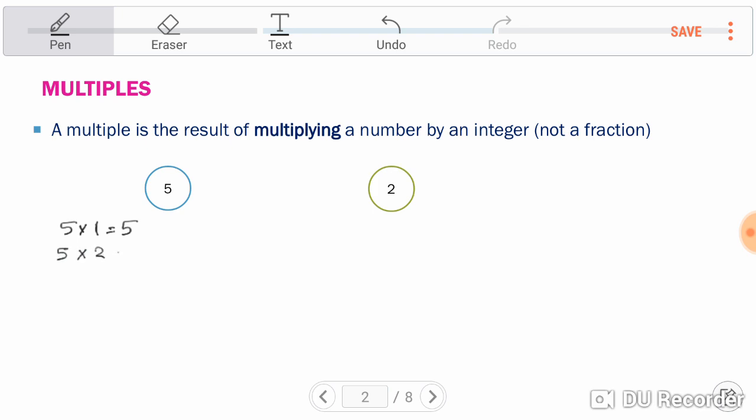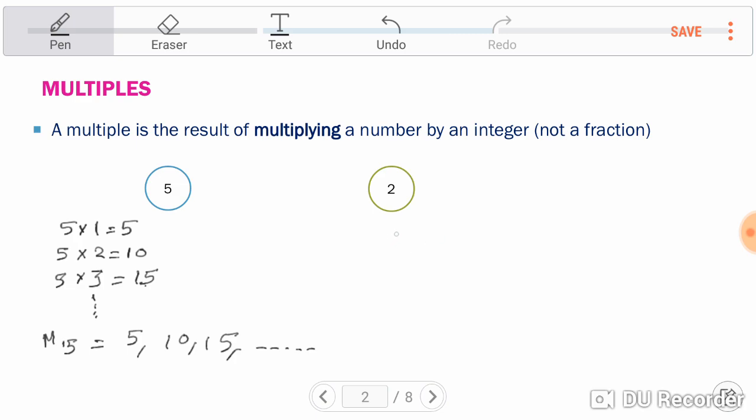5 times 2 is 10. هنا ال 10 is a multiple of 5. 5 times 3 equals 15. 15 is another multiple of 5 and so on. هنا multiples of 5 يبقى equal 5, 10, 15 to infinite multiples. يبقى number 5 has infinite multiples.